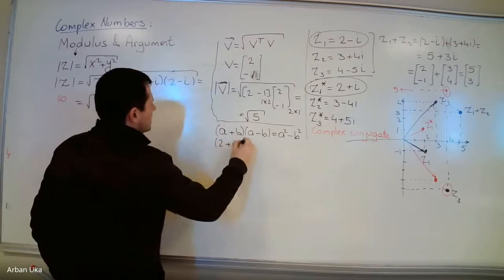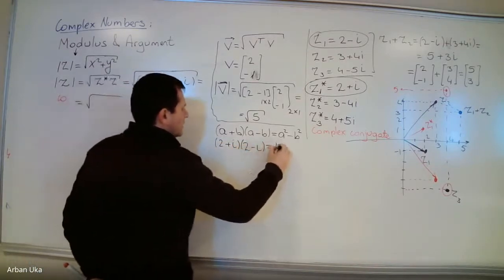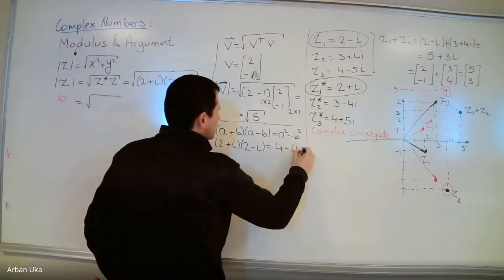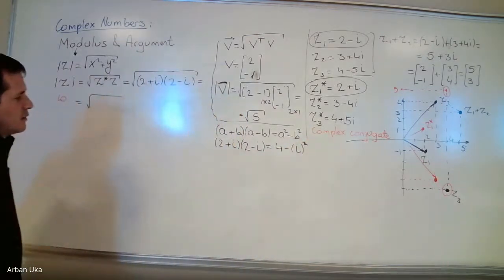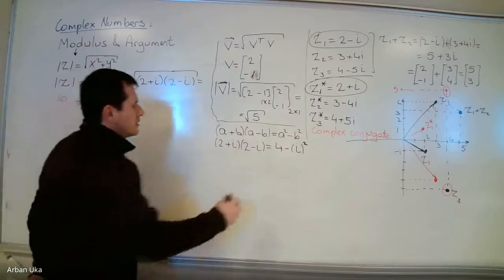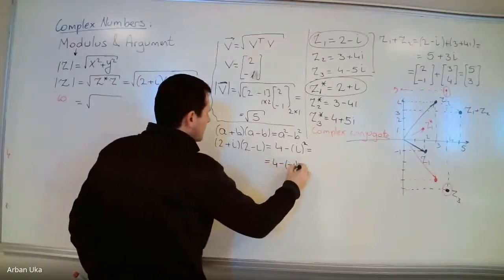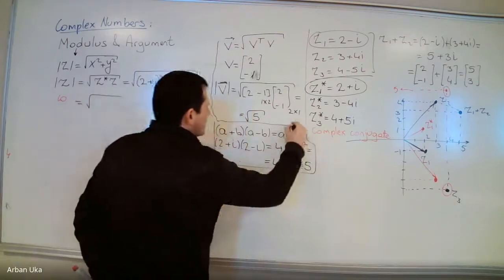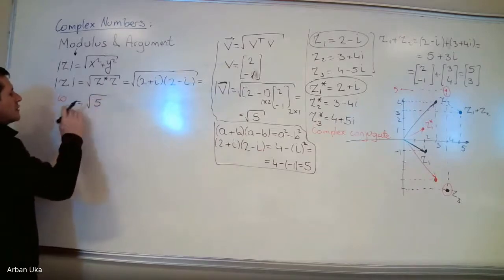Now, in this case, 2 plus I times 2 minus I would be equal to A squared, which is 4, minus I squared. Now, what is I squared? Minus 1. So this will be 4 minus 1, which is plus 1, so 5. So it looks like a complex conjugate times itself. Let's write it like this: this is equal to the square root of 5.